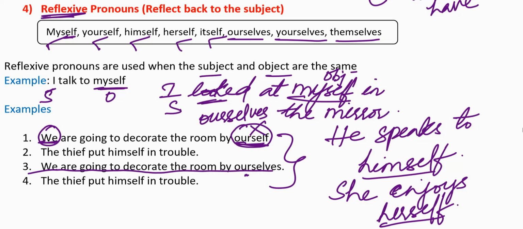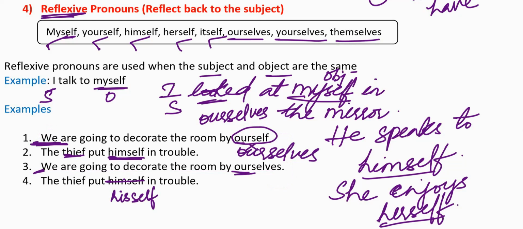The thief put himself in trouble. What is the subject here? Thief. And himself is the object. The thief put himself in trouble is the correct sentence, and not the thief put his self in trouble. His self is wrong. So remember, myself, yourself, himself, herself, itself, ourselves, yourselves, themselves. What are reflexive pronouns? The pronouns which reflect back to the subject are known as reflexive pronouns, or these are used when the subject and object both are the same.